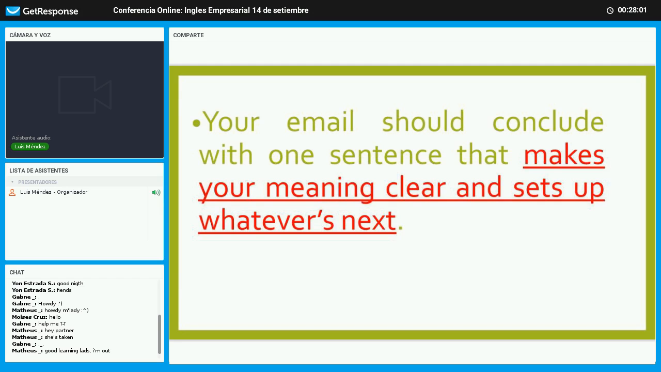Your email should conclude with one sentence that makes your meaning clear and sets up whatever's next. Okay? So, once you already set your purpose, once you already mentioned what you really want to achieve, what you want to obtain with this email, you should conclude with a sentence that makes it clear and sets up whatever is next. So, what is our next step? What is coming later? What are we supposed to do later or after this? Okay?